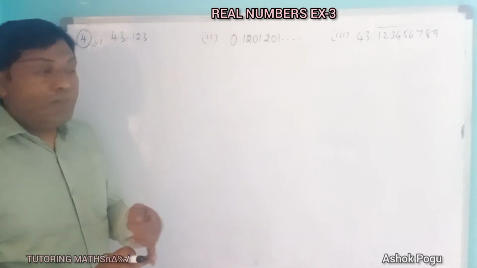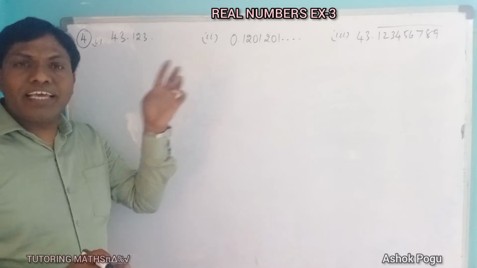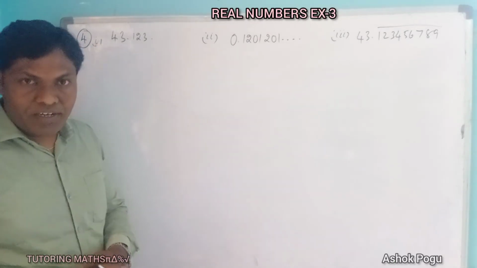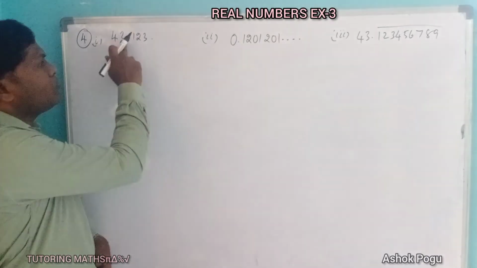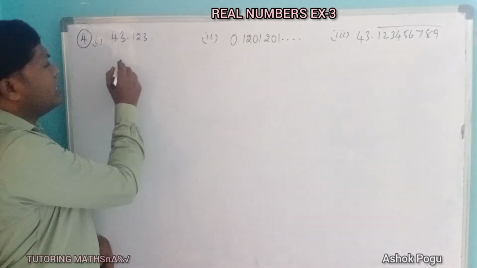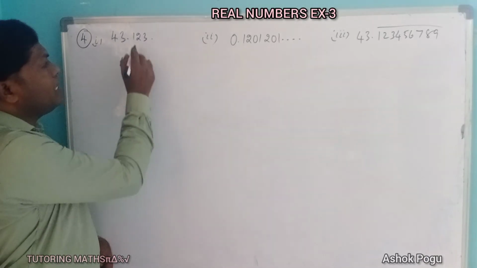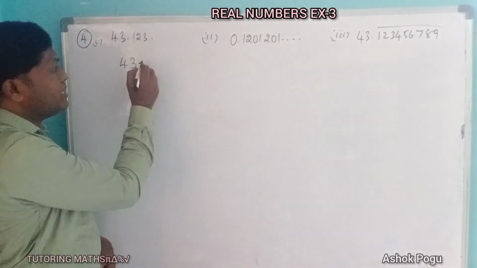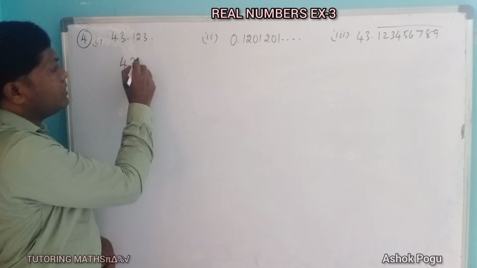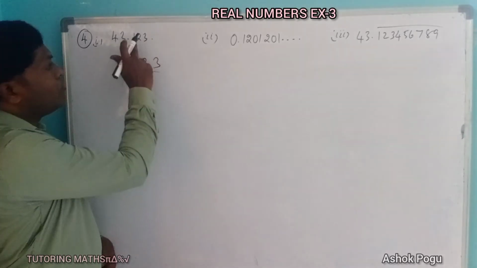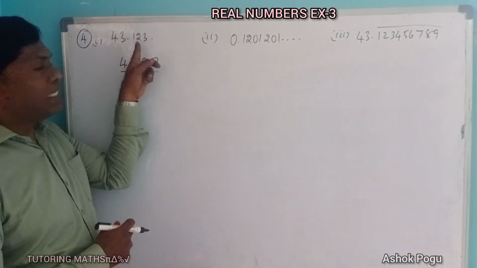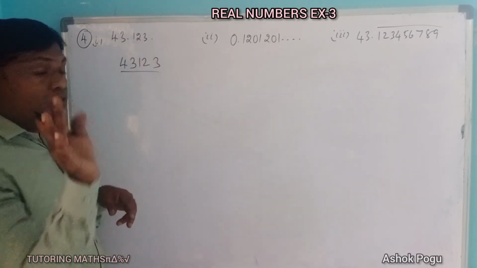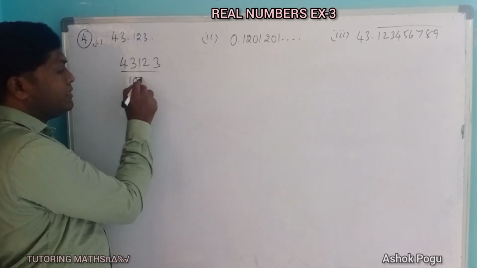And second thing, we have to check whether they are terminating or non-terminating, or repeating decimal. Let us see the first question. It is 43.123. It's very clear. 43.123 means 1, 2, 3 decimal places are expressed here. So you can take 43123, and 3 decimal places are removed. So for that you can take 3 zeros.